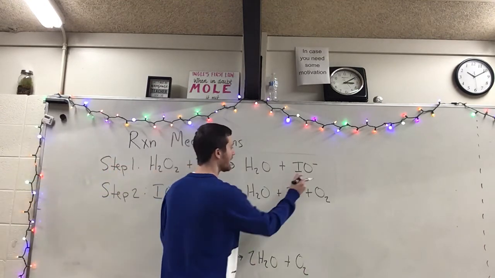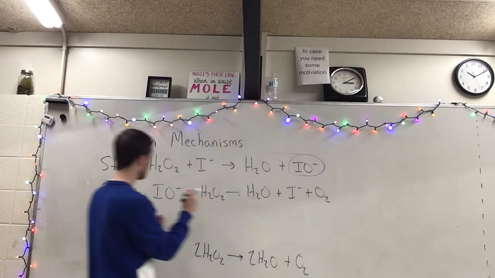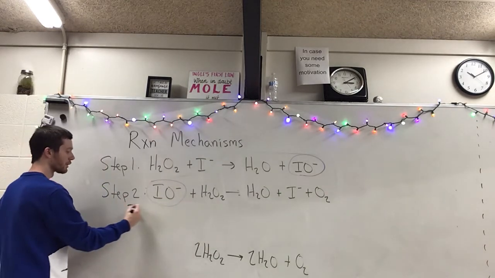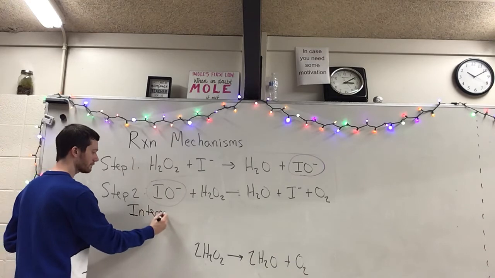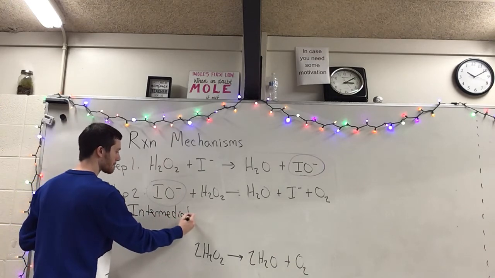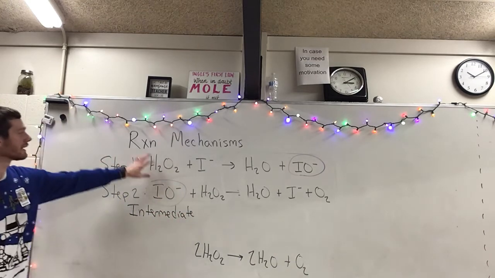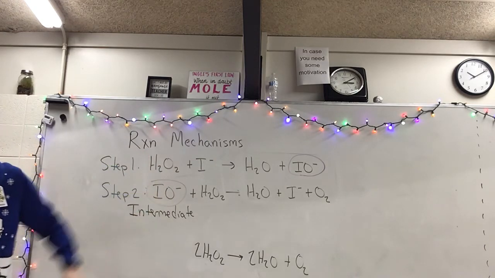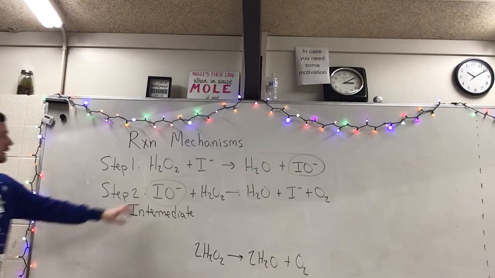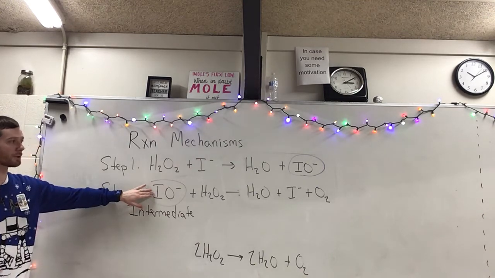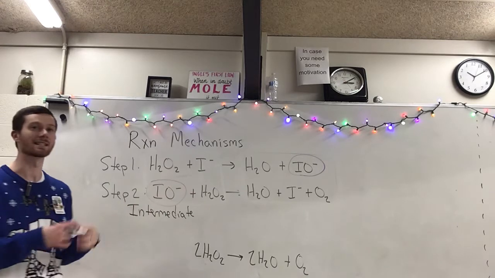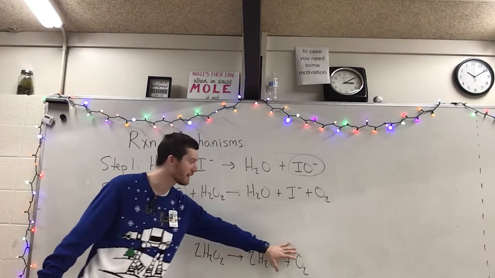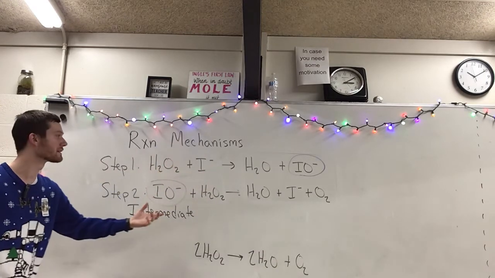Since this IO minus is produced and then immediately consumed within this reaction, it's called an intermediate. So the intermediate is formed in one step of the reaction mechanism and then immediately is consumed in a further step. For that reason, since it's produced and then consumed, it doesn't actually exist at any discernible amount, so it's not going to appear in our overall equation, but it did exist for a moment.